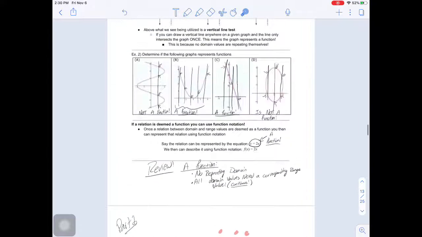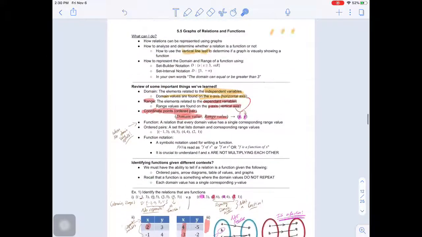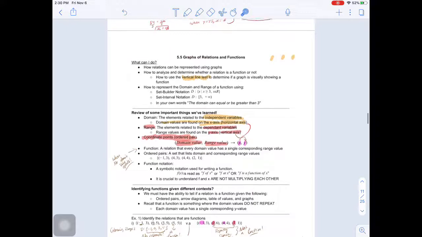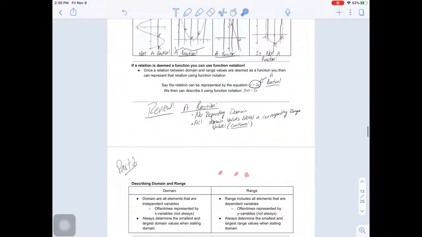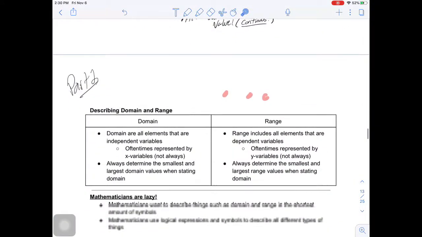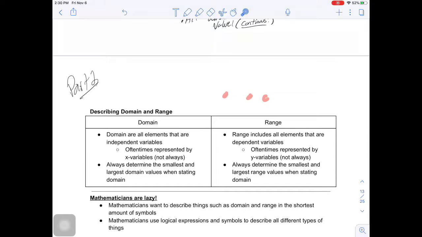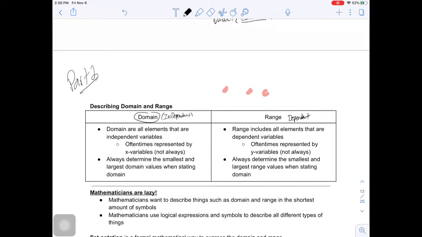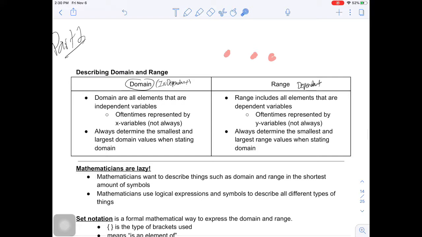So now we're on to part 2, and the first part is 5.5. At this point, we've learned all about what a domain and range is. The domain is your independent variables, and then your range are your dependent variables. But what about describing the domain and range?